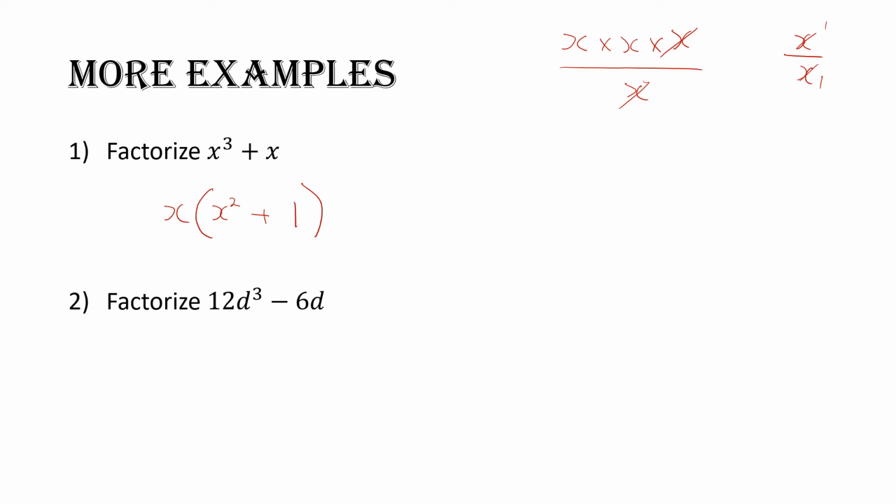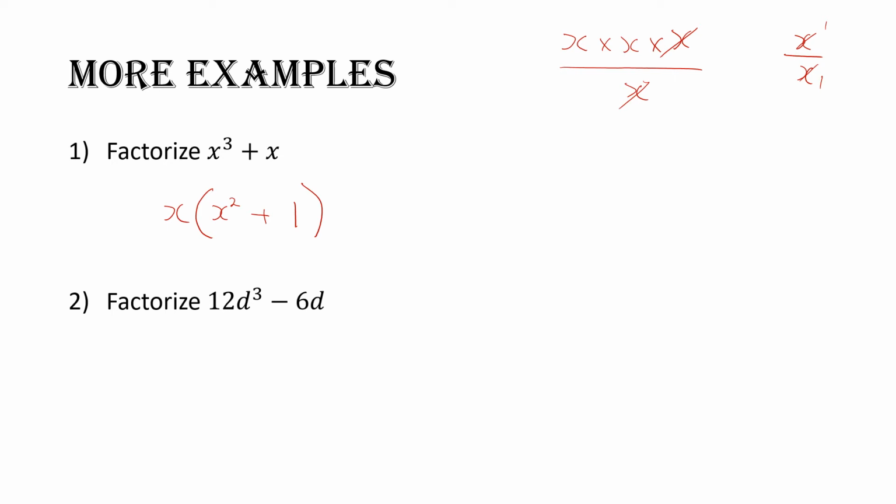And I did speak about proving your answers. How do we prove our answers? We just have to distribute what we got. And by distribution, I mean we multiply the x by this and we multiply the x by that. And if we do that, we should end up with what we started with. I won't go through that process, but I'm pretty sure that you could see. And that is how you prove that you factorized using the HCF the right way.